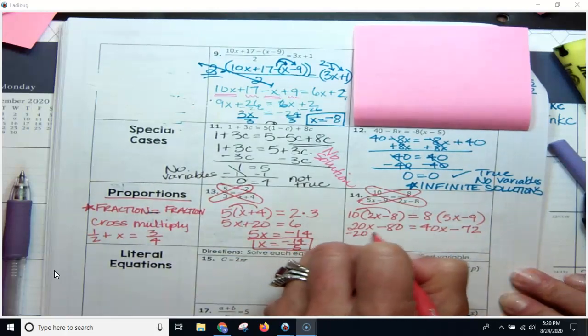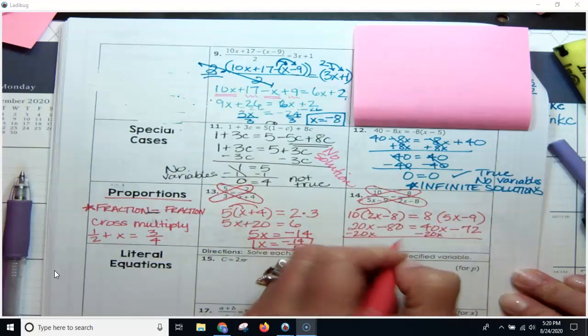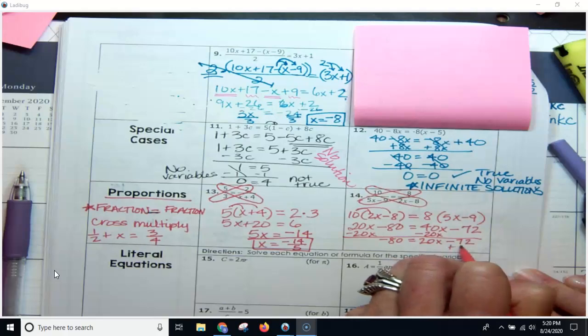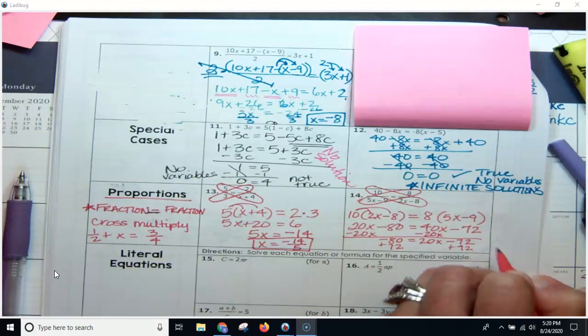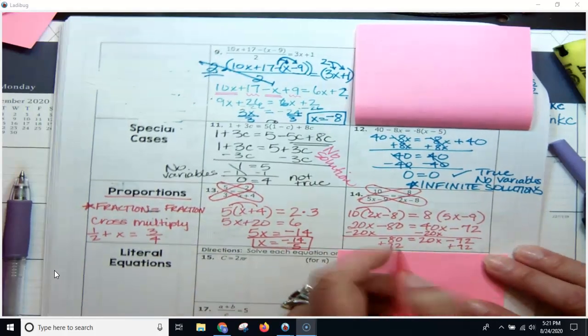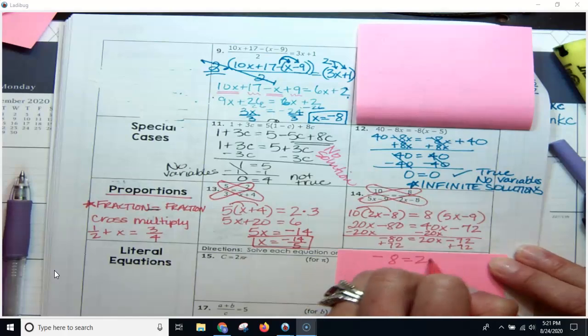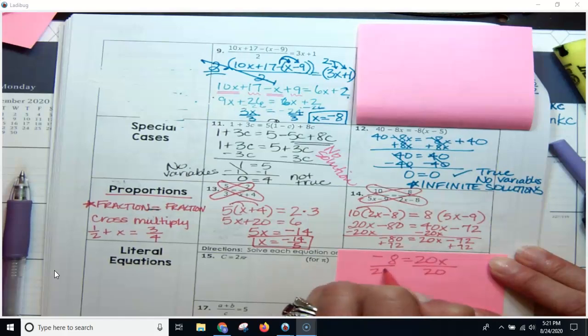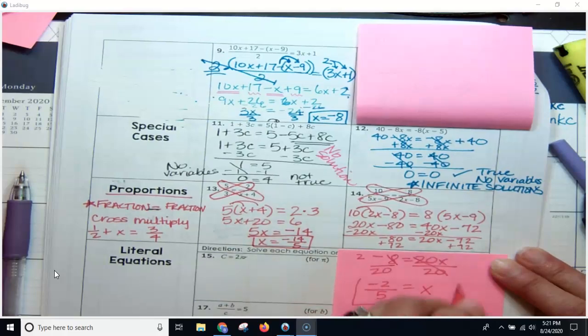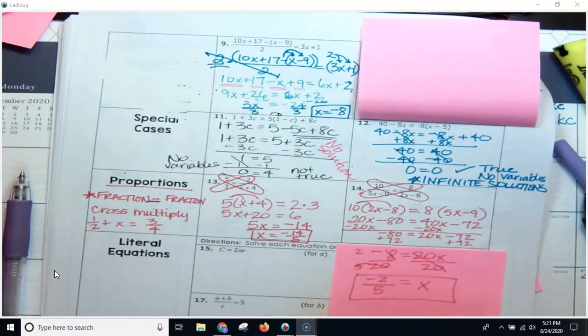So I'm going to subtract 20x from both sides. Could you have subtracted 40x from both sides? Absolutely. That would have given you the same answer. It's a matter of preference. I'm going to add 72. And I'm going to get negative 8 equals 20x. Now I'm going to divide by 20. And I'm going to be left with x equals, how do I reduce this fraction? Well, 4 goes into 8 2 times, so that's going to be negative 2. 4 goes into 20 5 times. 5. And there you go. All right, that is working those out.